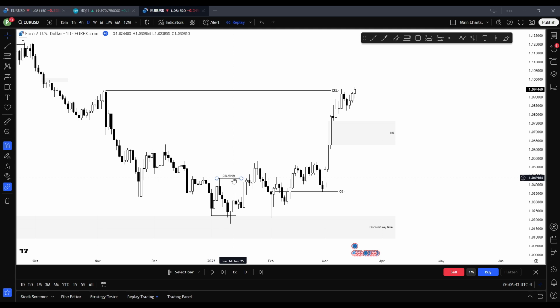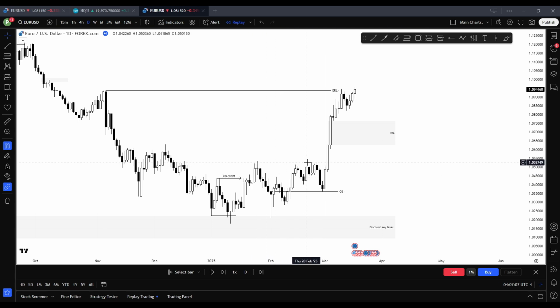And you can see after we took out this ERL, price then came down lower, filled this inefficiency, filled internal range liquidity in the form of testing this order block right here, and then once it filled the internal range liquidity, it went higher, had another expansion higher, and took out external range liquidity in the form of this high and this high.